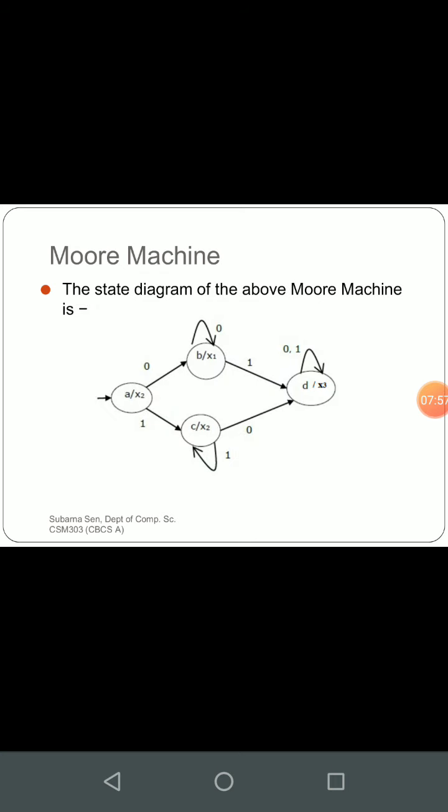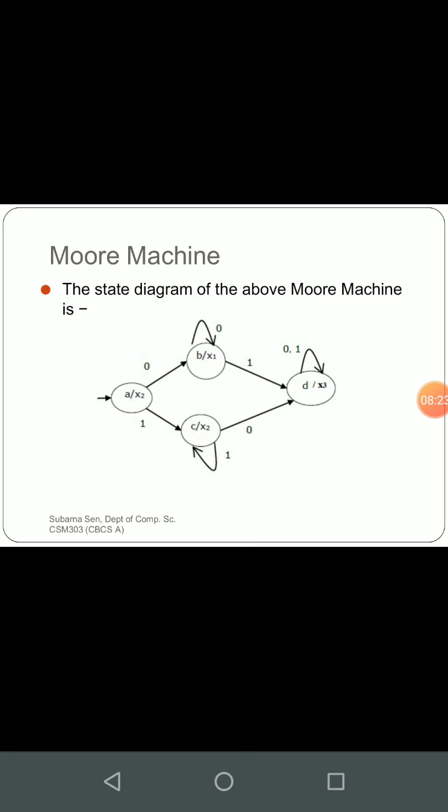So just see what we did there. We were making the pair of input slash output in the Mealy machine, but in Moore machine, since it is not depending on input at all, we will associate the output with that state only. So if you consult the table, you will be able to see that A's output is always x2, B's output is always x1, C's output is always x2 and D's output is always x3.